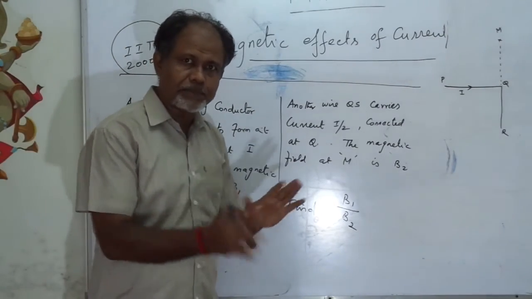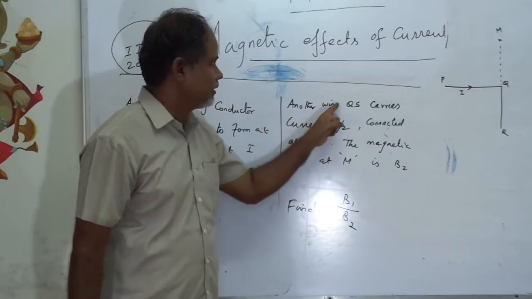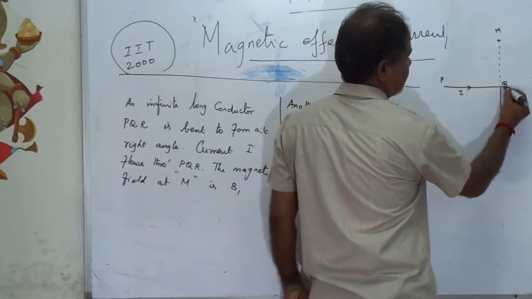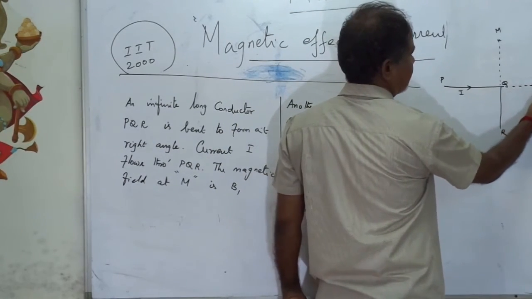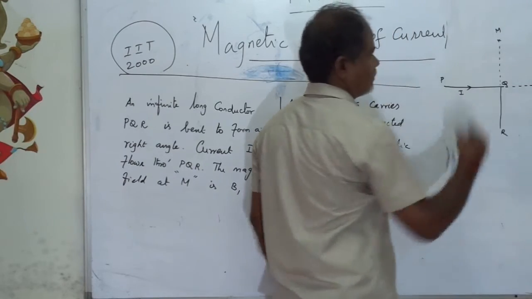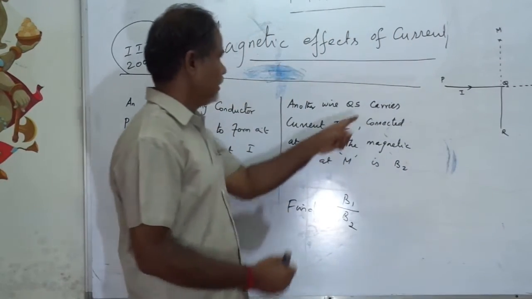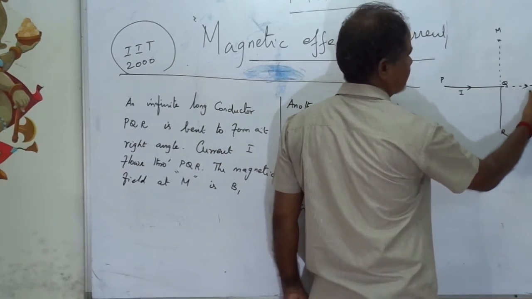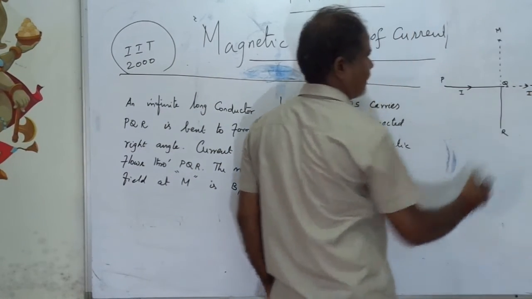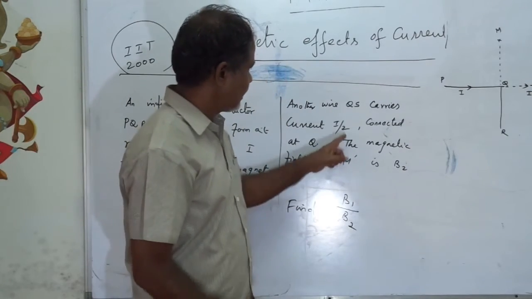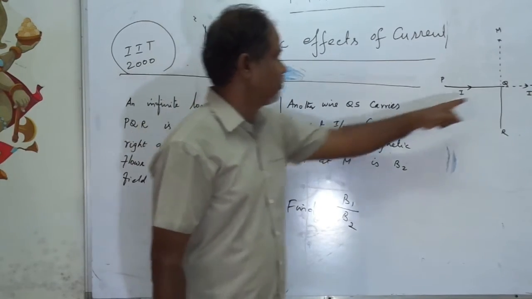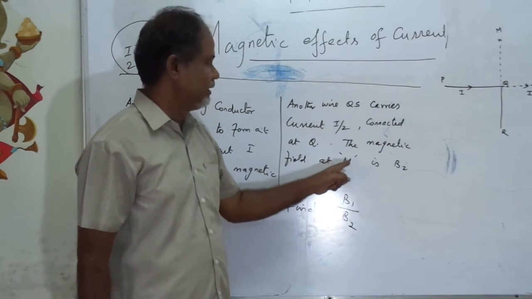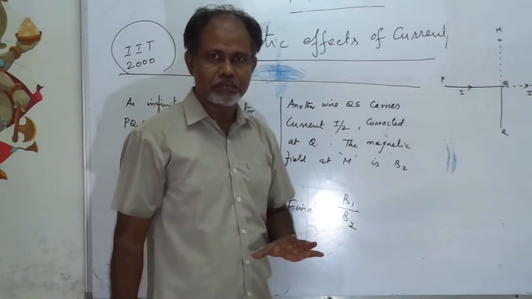Second part of this problem. There is another wire QS. Another wire QS carries current I by 2, connected at Q. The magnetic field at M is V2.